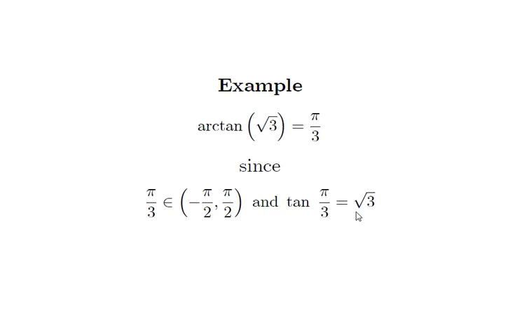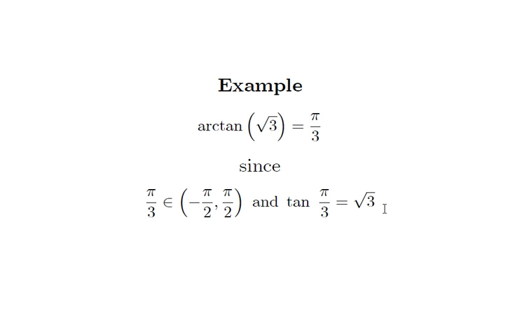Here is another example. What is arctangent of square root of 3? That is equal to pi over 3 for two reasons. First reason is because pi over 3 is in the right interval, which is negative pi over 2 to pi over 2. And tangent of pi over 3 is equal to square root of 3.